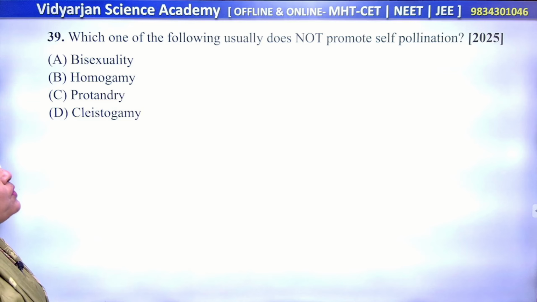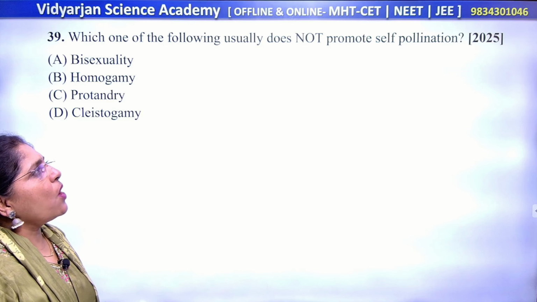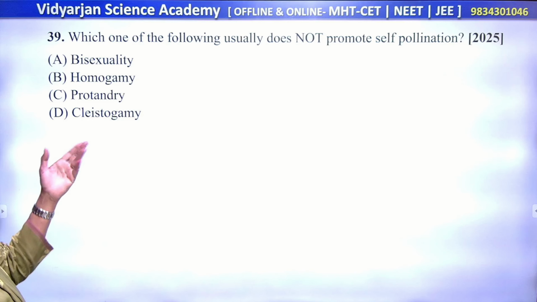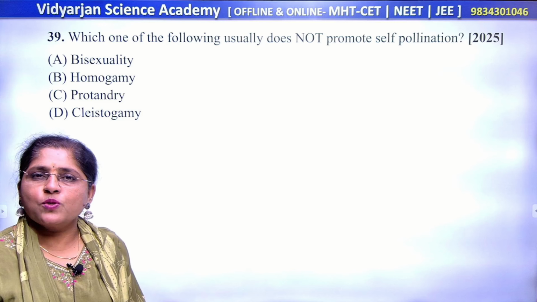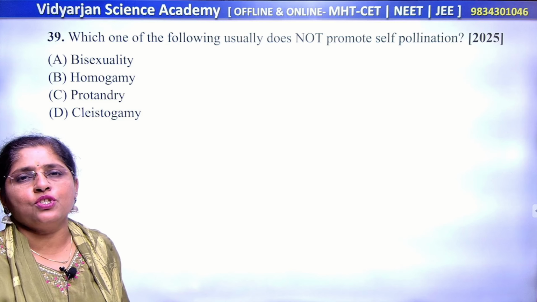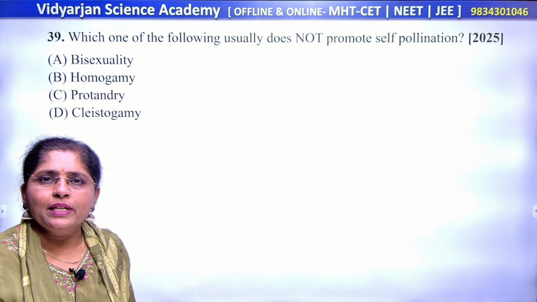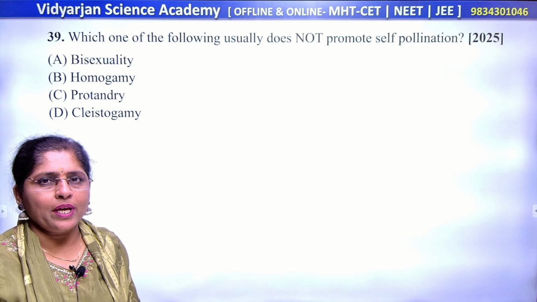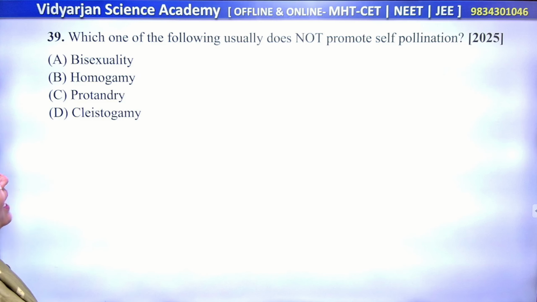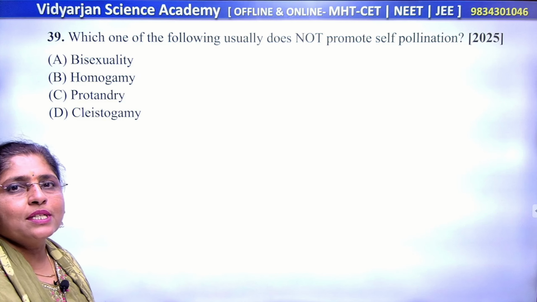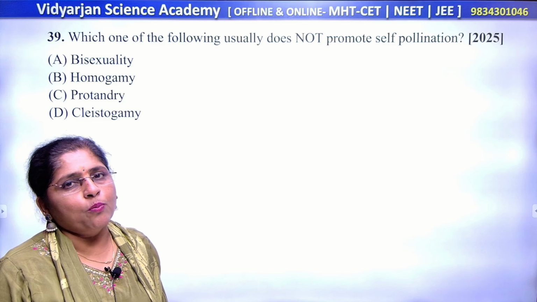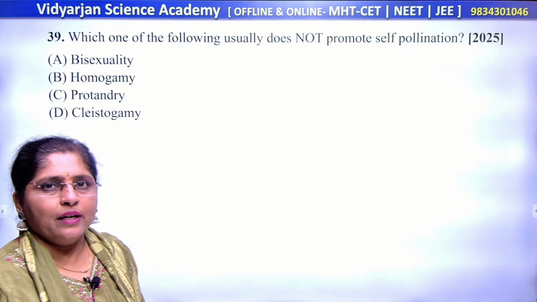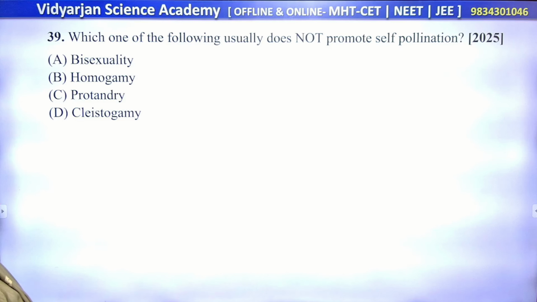Which one of the following usually does not promote self-pollination? For this purpose, you are supposed to revise the definitions of pollination, self-pollination, cross-pollination, the different types of cross-pollination, etc. What is given in the question? That which usually does not promote self-pollination. You know, pollination is the transfer of pollen grains from one flower to another, right? So let us see what things are given here.